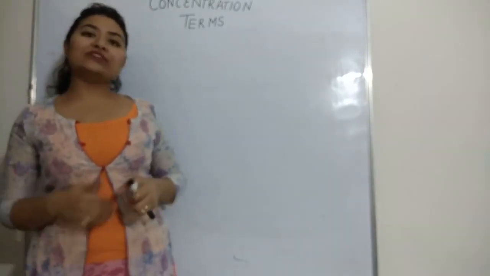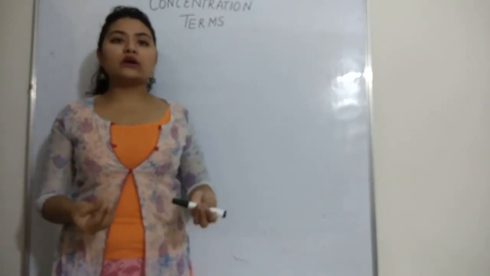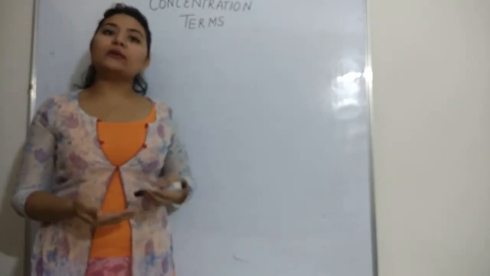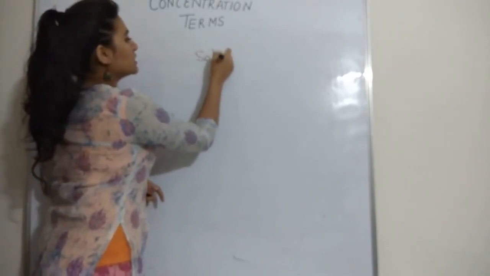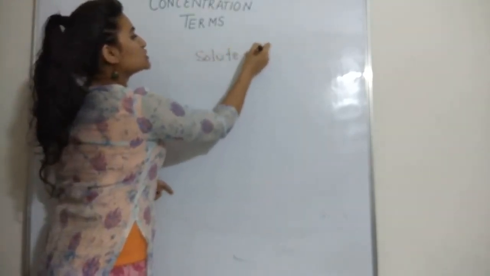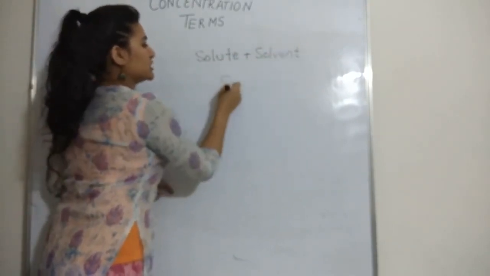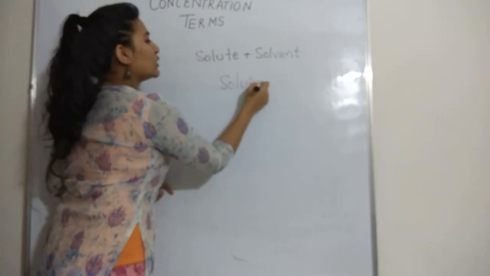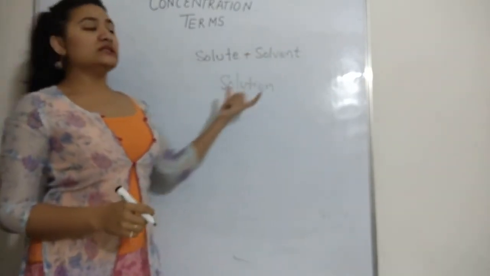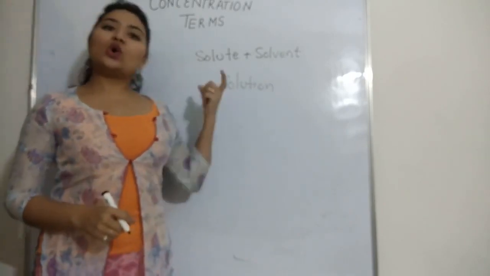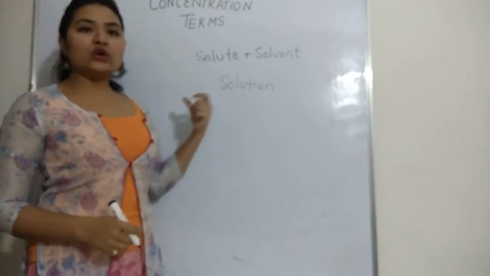Okay. Now when we talk about mixing two substances, or we are talking about making solutions, we have solute and solvent that makes up the solution. Now in this solution, if I want to know the amount of solute present or solvent present, I will have to calculate the concentration of that particular solution. Okay, and there are different concentration terms.